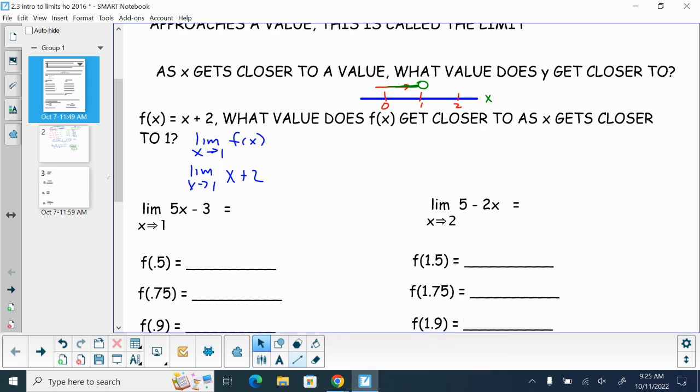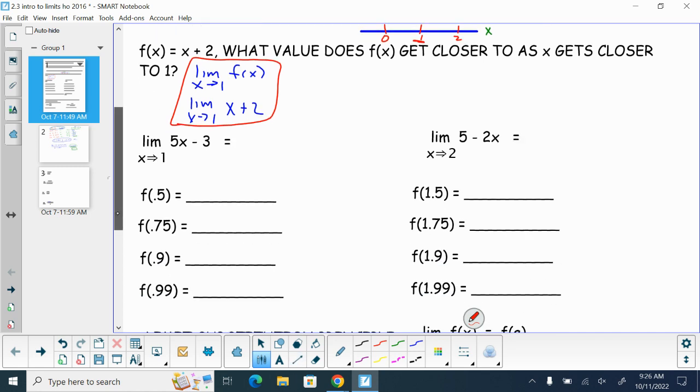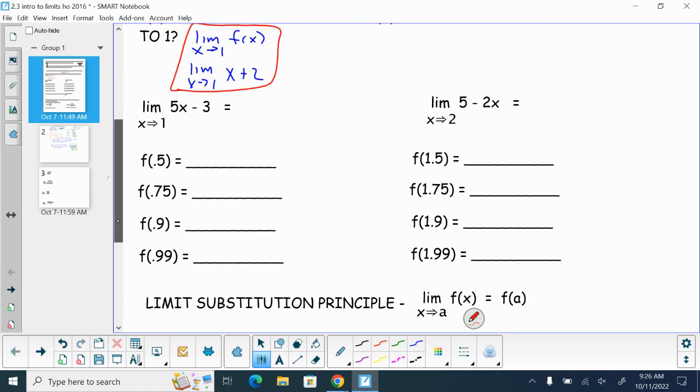So this is just the basic fundamental idea of limits, how we draw limits and how we write them. This is the theory behind it. But what we're looking for is, as x gets closer to this value of 1, what does our y value get closer to? What does x plus 2 get closer to? Well, let's take a look at some ideas here.